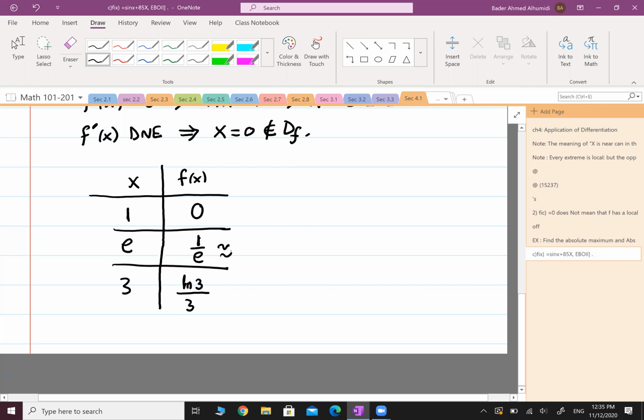Who can calculate it for us with the calculator? 1 divided by e comes out to approximately 0.36. Is it 0.2? Okay, I will believe you. 0.36. Okay, what about ln of 3 over 3?